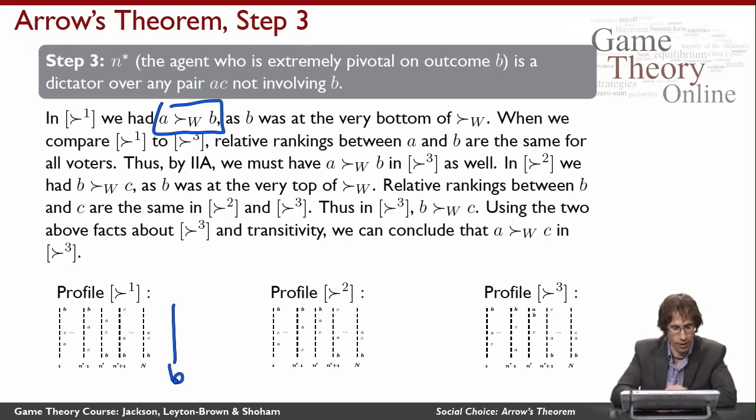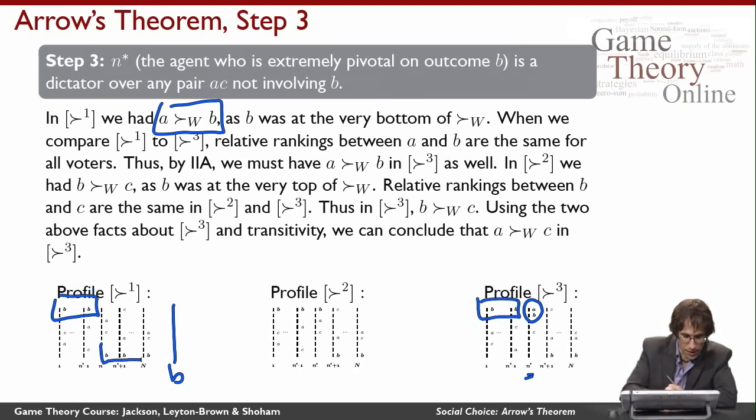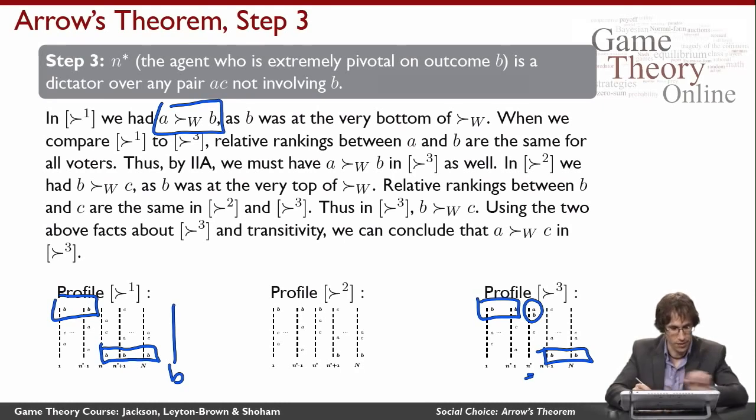Now, when we compare pref1 to pref3, the relative rankings between A and B are the same for everybody, because B is in the same extremal position for everybody, except for n star, who moves B, but we've then changed it to put A above B. And so these guys over here have B above A in both cases. These guys have A above B in both cases. And n star also has A above B in both cases because here we actually moved A to be above B.